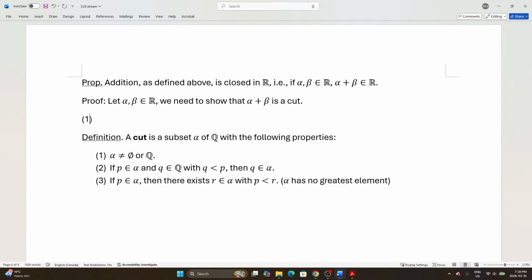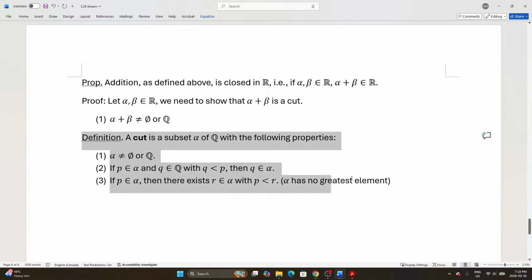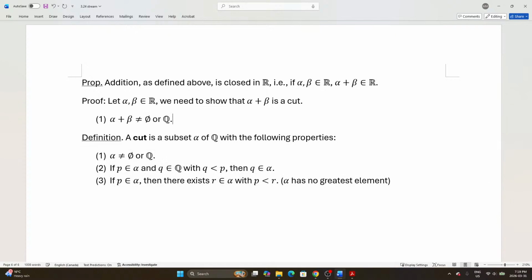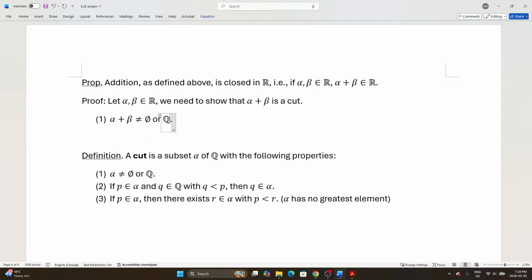So, number 1. Let's prove 1. Alpha plus beta is not empty, nor is it the whole of Q. Okay, so we need to do that. I'll remove this part when I'm done with this proof. Actually, you just write it this way: not empty and not the whole Q.